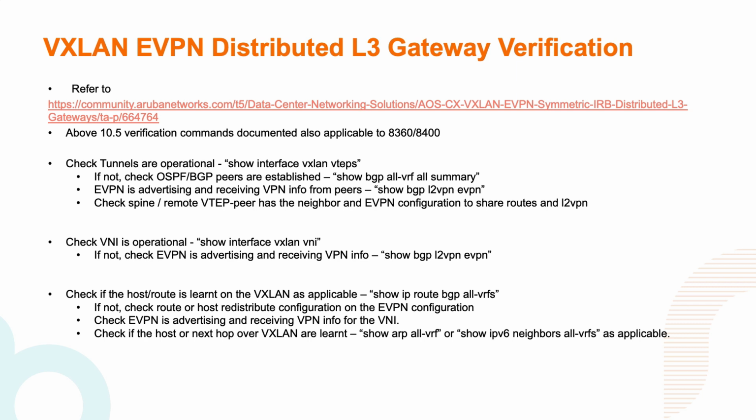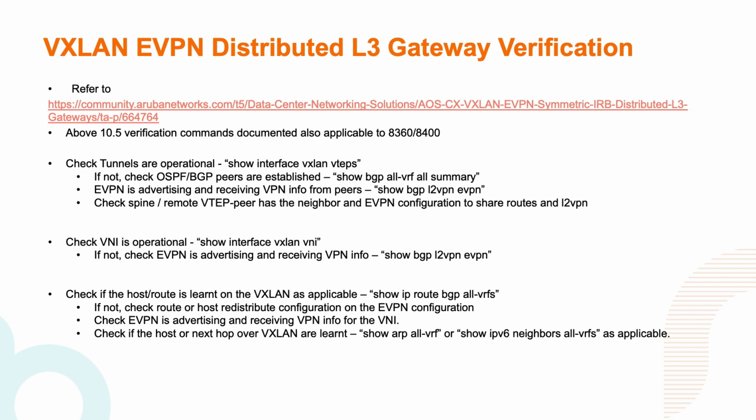So a quick stab at it is to look at show interface vxlan vteps, which will show the operational status of the tunnel. If your tunnel is operational, then you can jump on to the next bullet item. If it is not, then you can go into the sub bullets and see what really is going wrong. On a VXLAN tunnel, one thing could be that your underlay is broken, your EVPN communication is broken, or there is some misconfiguration in the spine or the remote VTEP. So those are the steps listed here to check on the underlay, whether the show bgp all vrf all summary command shows the peer establishment in BGP.